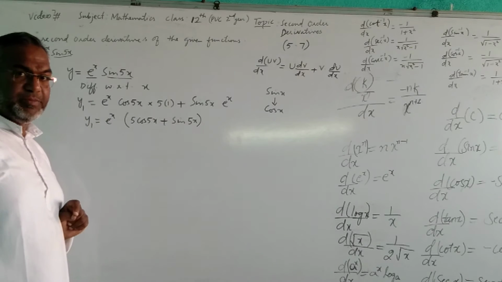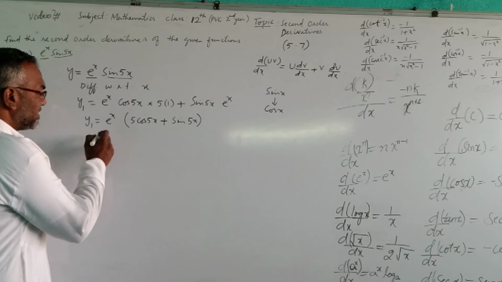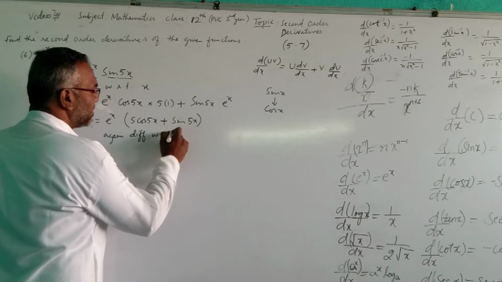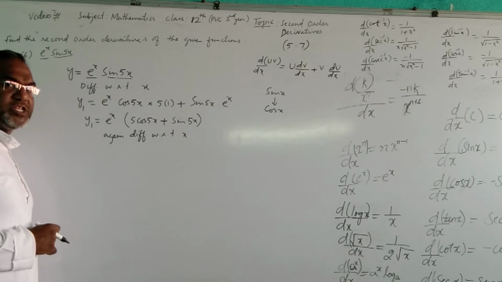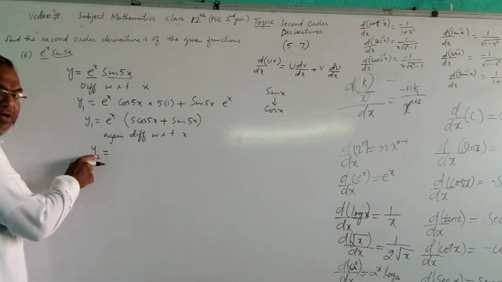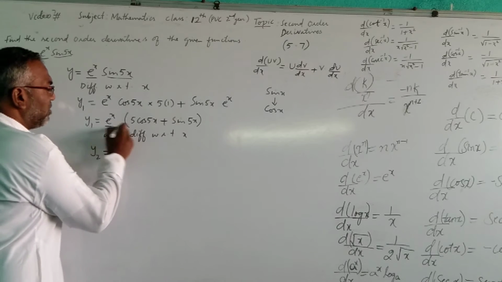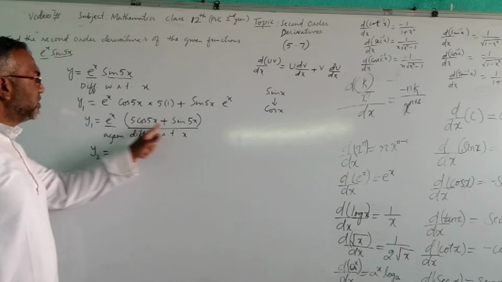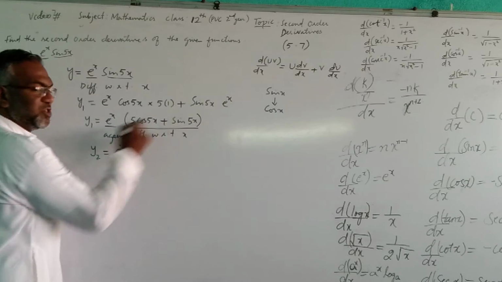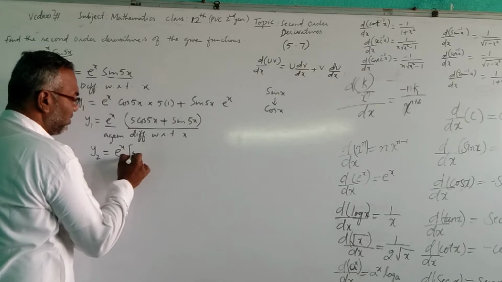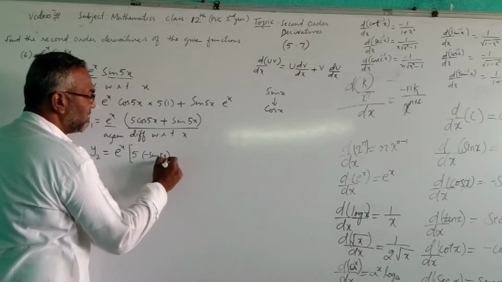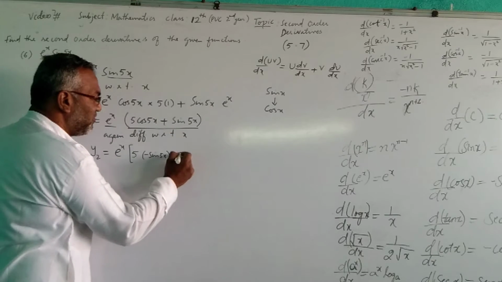Now for the second order derivative, we have to differentiate again. To get the second order derivative, again differentiate with respect to x. So y1 will become y2, the second order derivative. This is again in the form of uv, u into v, the uv rule. First function u as it is, differentiation of second, differentiation of this. Differentiation of this will be 5 constant as it is, differentiation of cos 5x will be minus sin 5x into differentiation of 5x which is 5.